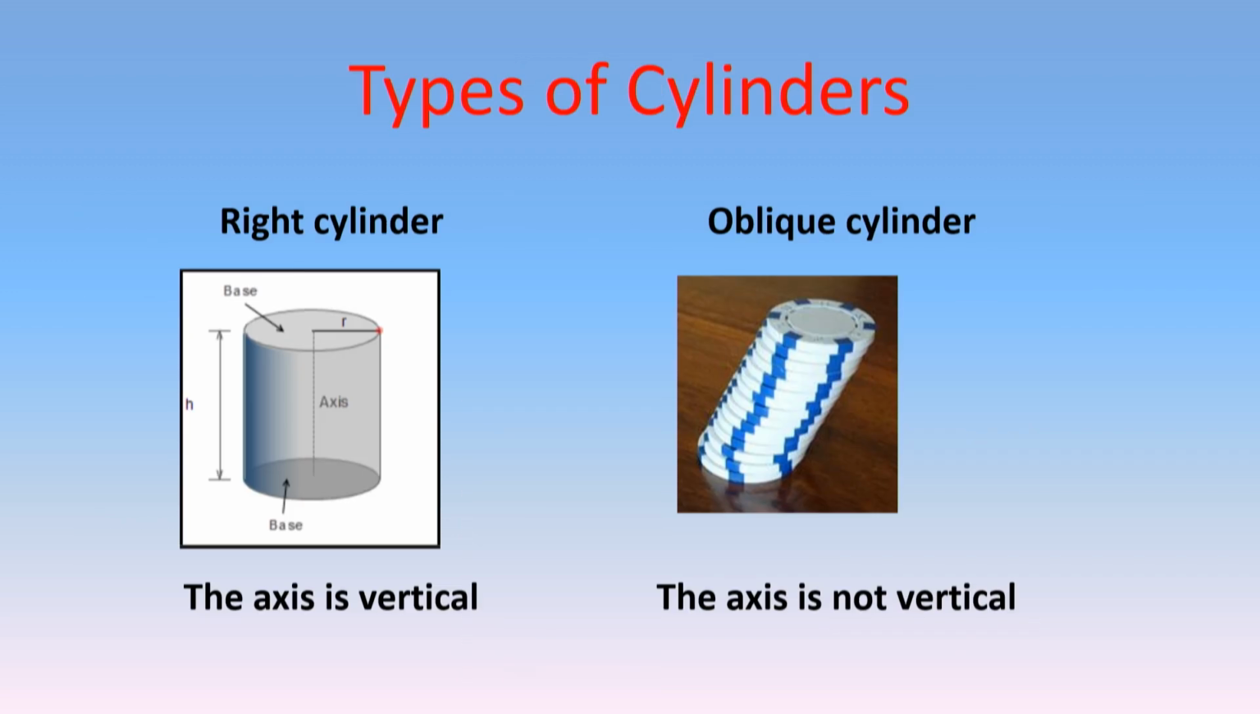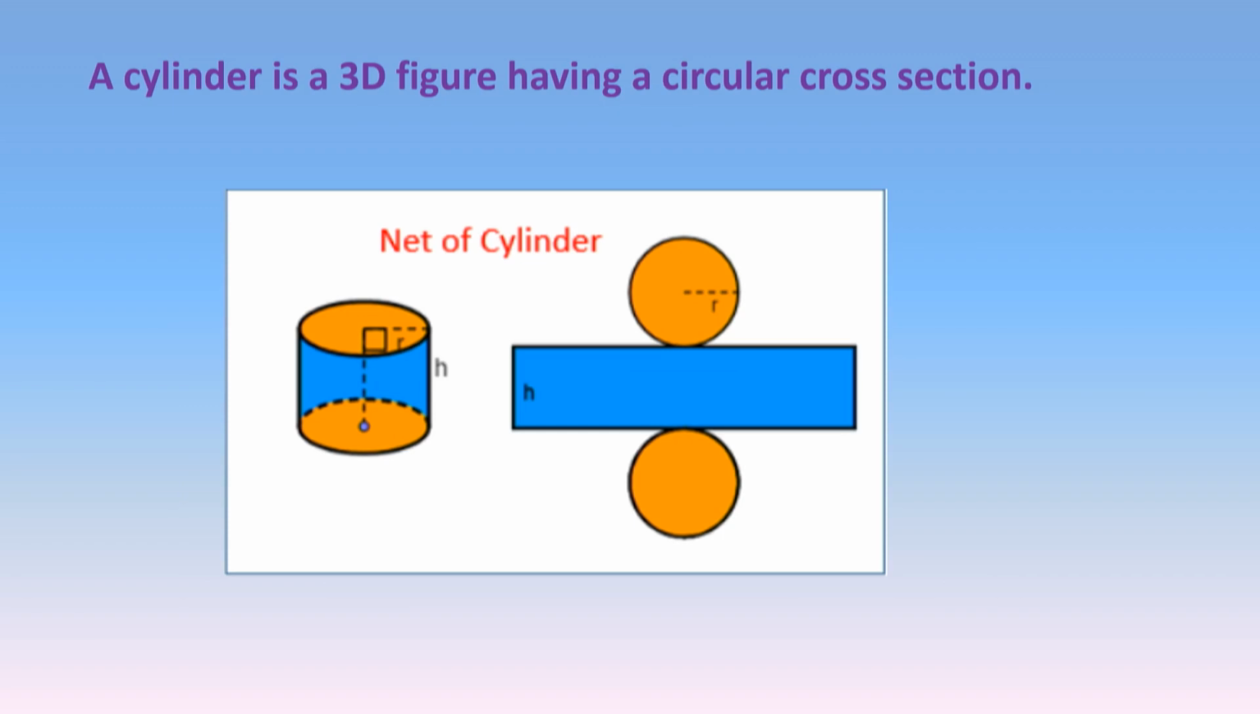We have different types of cylinders. We have what we call the right cylinder, where the axis is vertical, that is, you have a vertical line for the axis. And then you have the oblique cylinder, where the axis is not vertical. Now, as I have mentioned earlier, a cylinder has a circle at the top and a circle at the bottom. It is a three-dimensional figure having therefore a circular cross section.